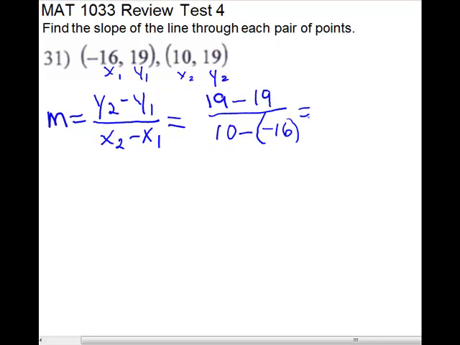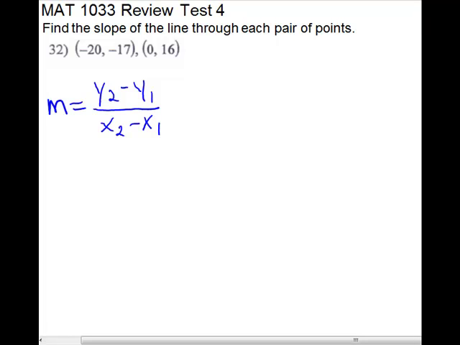parentheses. And this one is going to give us a special line because we're going to get a 0 in the numerator. So it doesn't really matter what the denominator is. 0 divided by anything is 0. And it doesn't ask you, but this is a horizontal line. Anytime you get a 0 slope, it's a horizontal line.